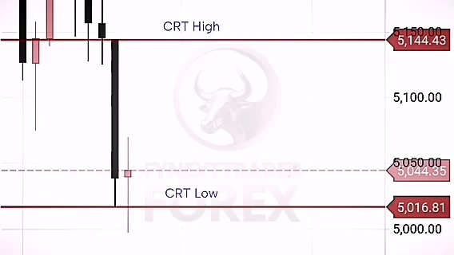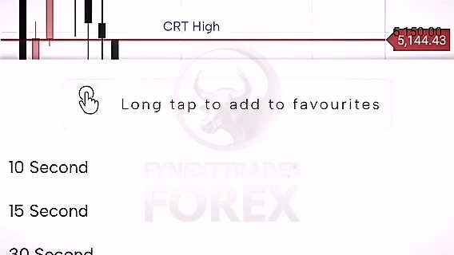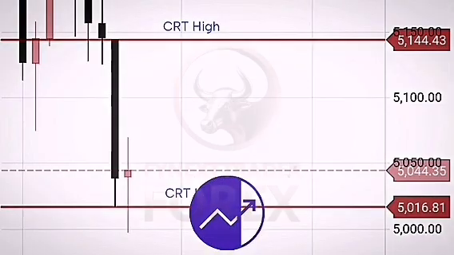So now we have all we need to trade this candle. We had price go down and close inside the range. So what we are going to do next is go down to the lower time frame where we can find our entry. So guys, let's do it. Let's go down to a lower time frame and see if we can spot an entry here.